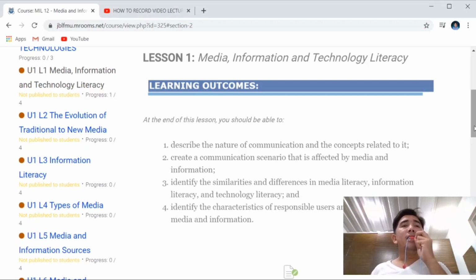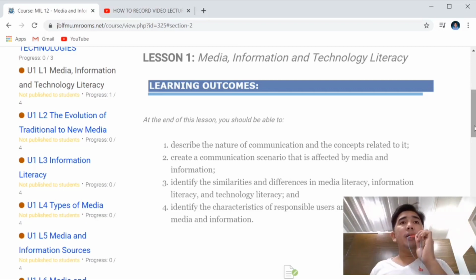Next, number 3, identify the similarities and differences in media literacy, information literacy, and technology literacy. So we're going also to define in this lesson the similarities, the pagkakapare-pareho, and the differences in media literacy, information literacy, and technology literacy.